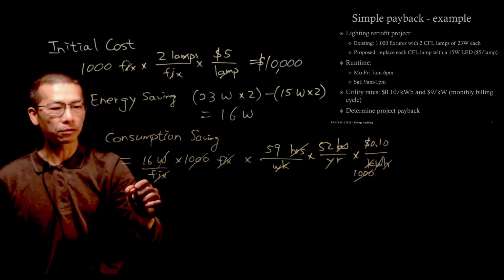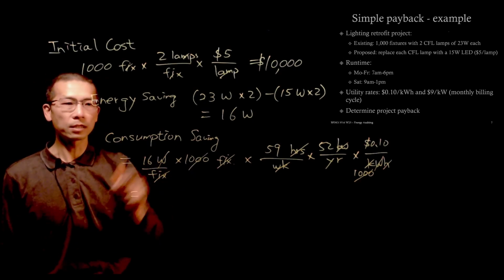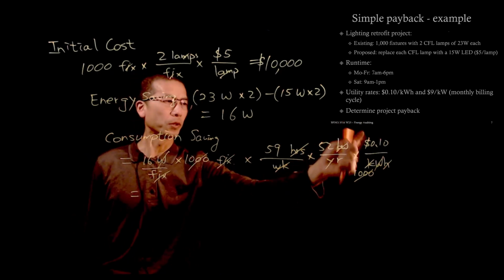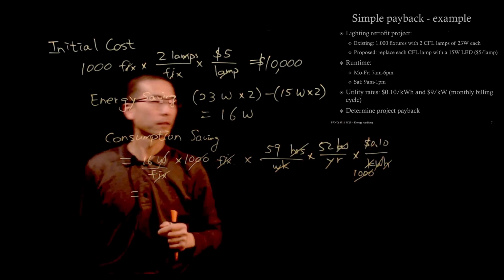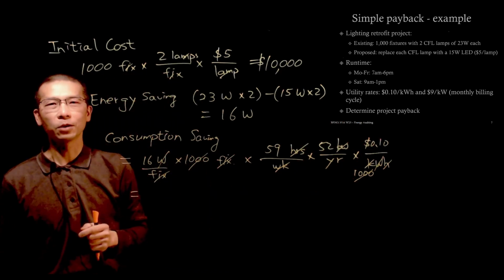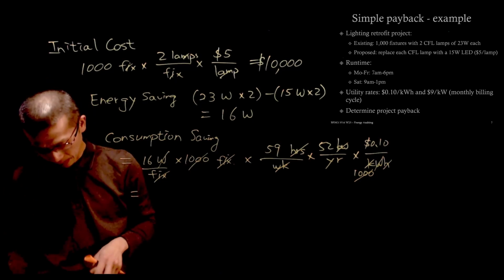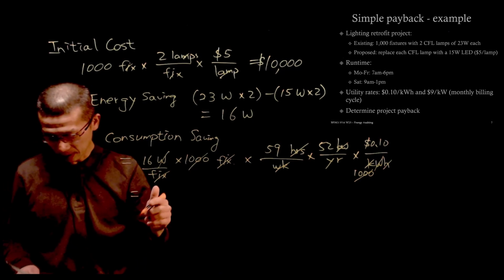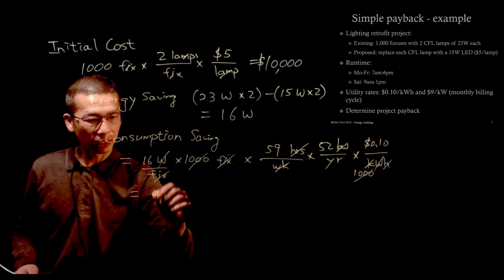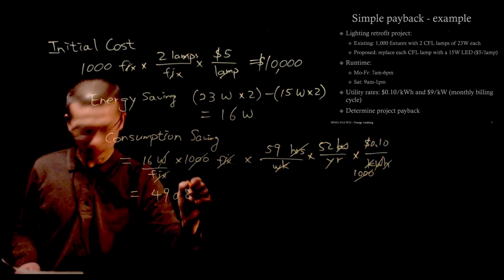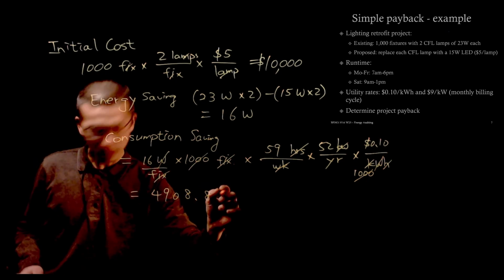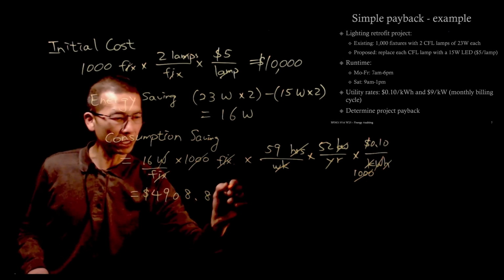So let's do the calculation here. What's 16 times 59 times 52 multiplied by $0.1, or 10 cents? So the number I have here, again, check the math, is $4,908 and 80 cents, per year.